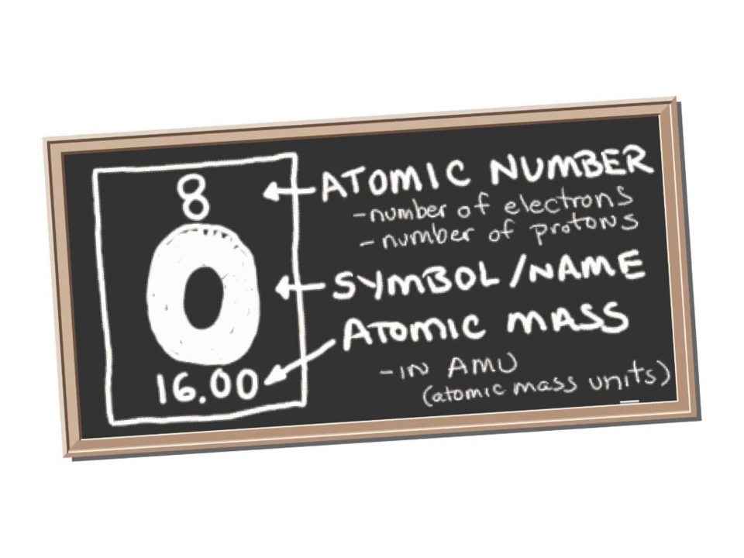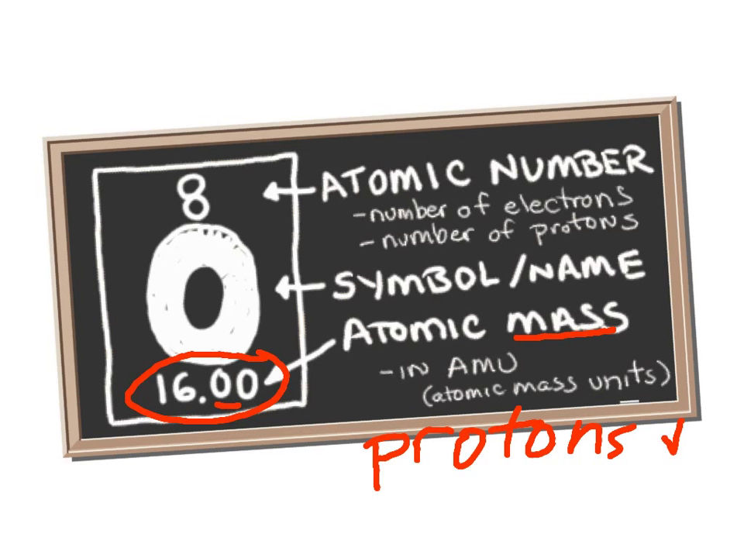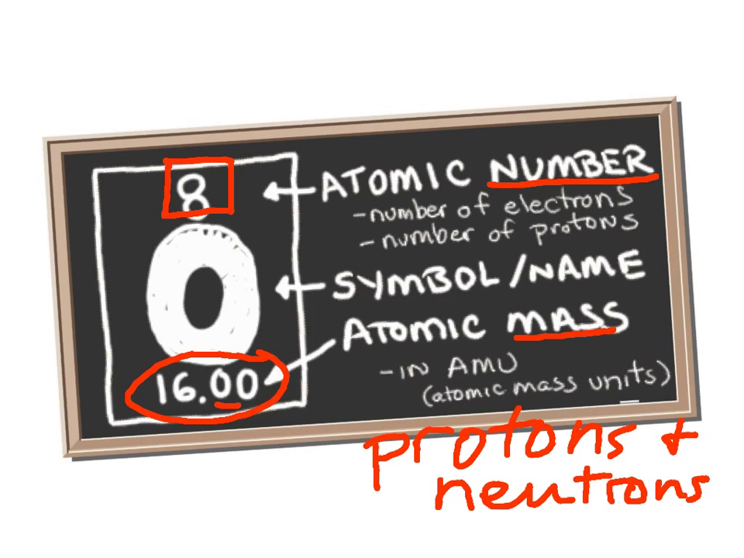In general, the larger of the two numbers, that's usually to a decimal place, is going to be the atomic mass, because it's an average of all the possible combinations within the nucleus of the protons and the neutrons. Whereas the atomic number will be the smaller of these two numbers, only tells the number of protons.